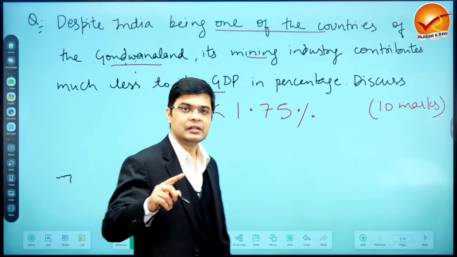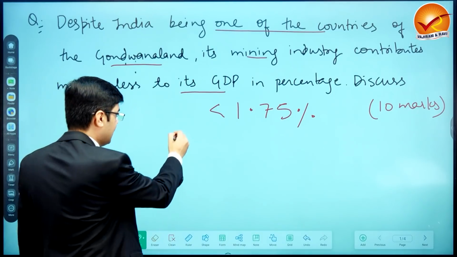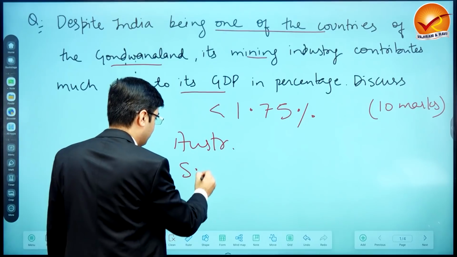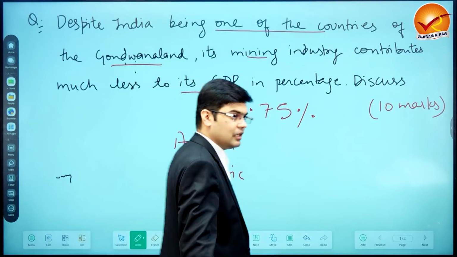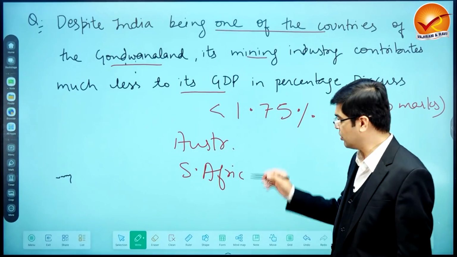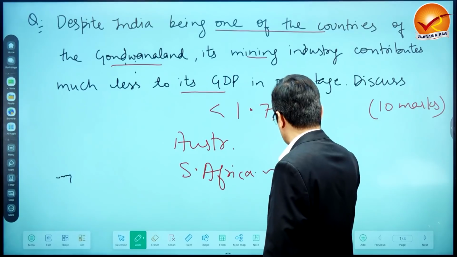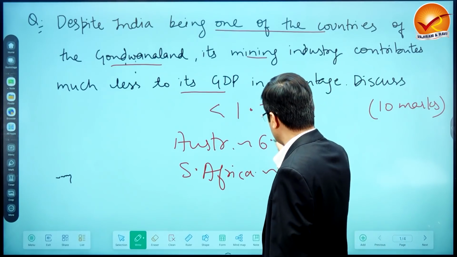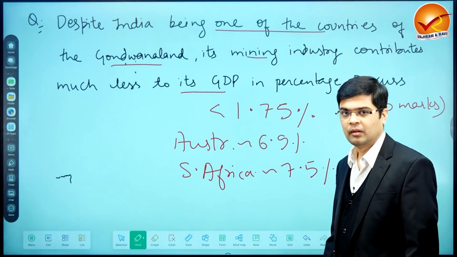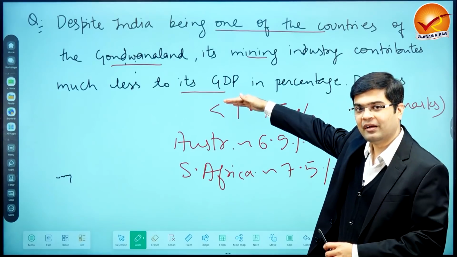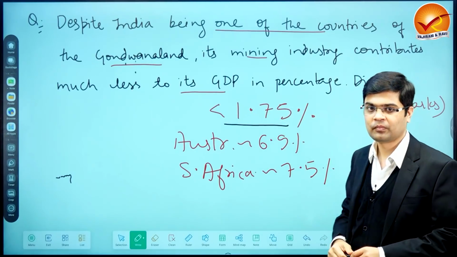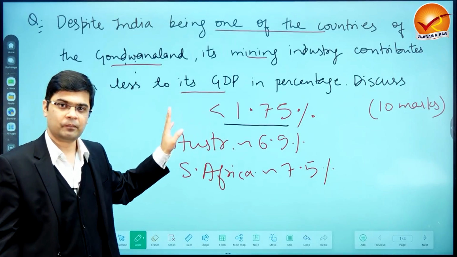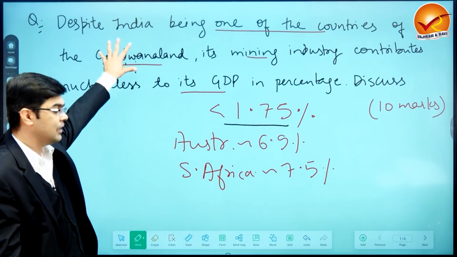If we compare it with the other countries which were part of Gondwana land, like Australia, or for example, South Africa, in those countries, the share is much higher. Like in South Africa, it is close to 7.5% of its GDP. In Australia, it is close to 6.9% of its GDP. But we also belong to the same land, but our share is much less. So you'll introduce the question by giving this kind of data. You'll tell the examiner that what you are telling me, I also know it.